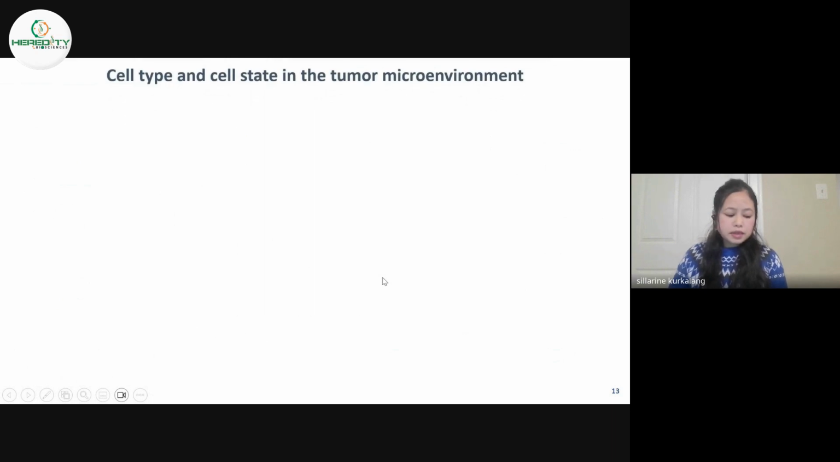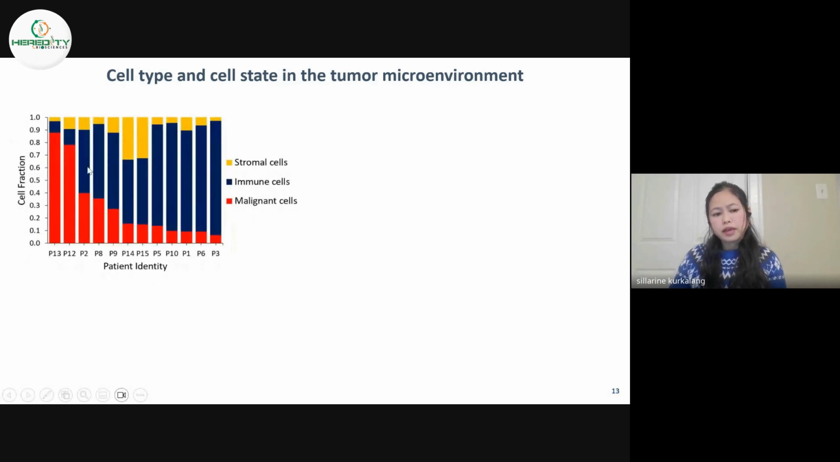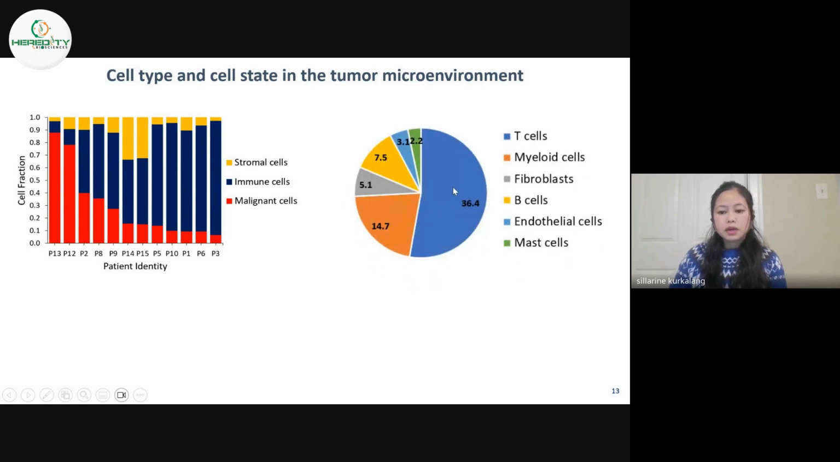Apart from the malignant cells, we also looked into the other cells in the tumor microenvironment. We found that most of the cells are immune cells, a higher proportion of immune cells compared to the stromal cells in the tumor microenvironment. And among these, 36.4% are T cells and 14.7% are myeloid cells. Whereas the stromal cells, like the fibroblasts, are just 5.1% and 3.1% are endothelial cells. This indicates the importance of the T cells and the myeloid cells in OLCCGB.